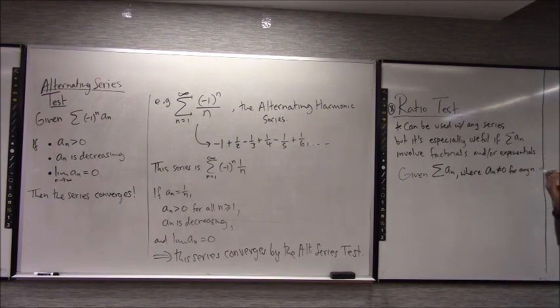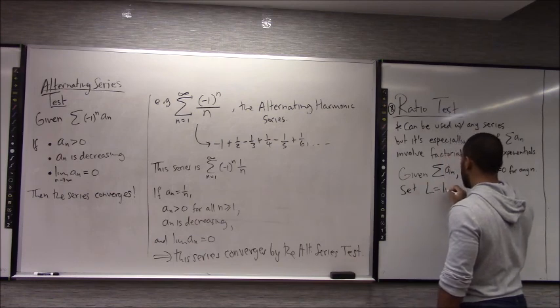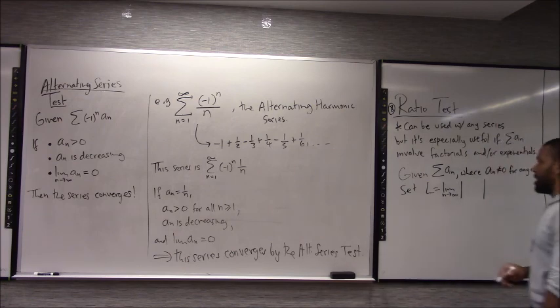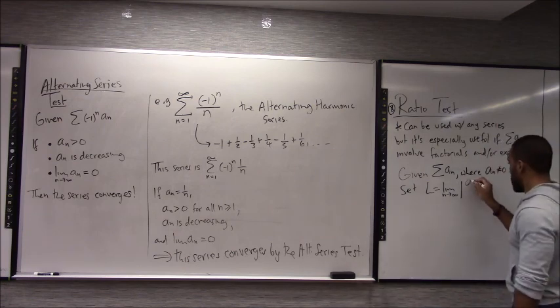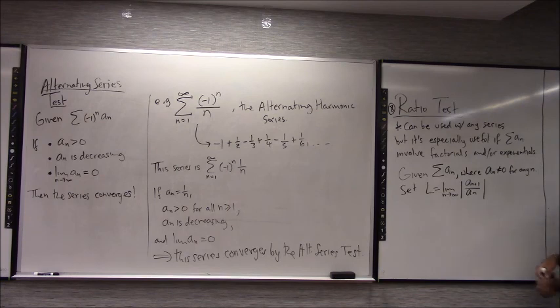Why? Because there's going to be a division. Set up L to be this limit. It's the limit as n approaches infinity of, in absolute value, a_(n+1) divided by a_n. So again, you're going to take a ratio and take a limit of that ratio. You're going to do it in absolute values though. So L is going to be that number.